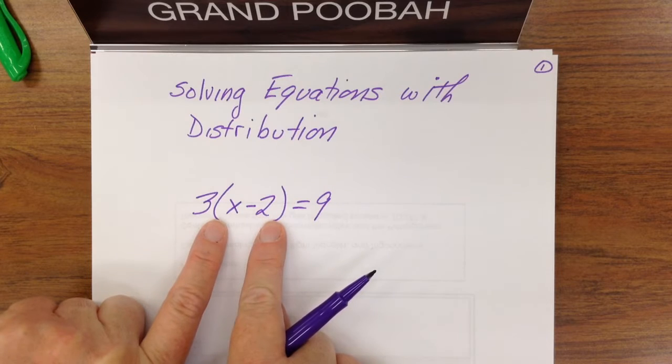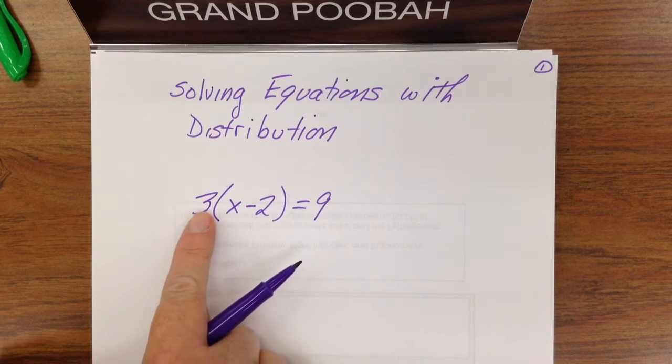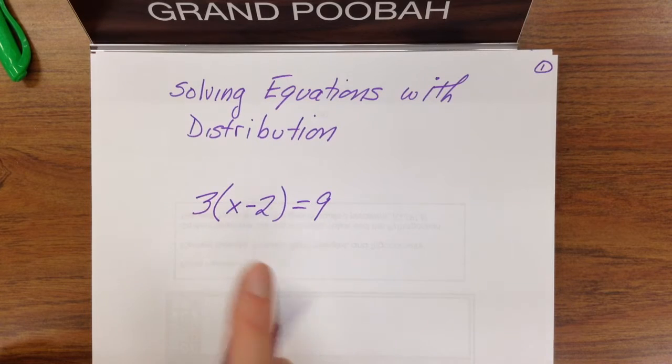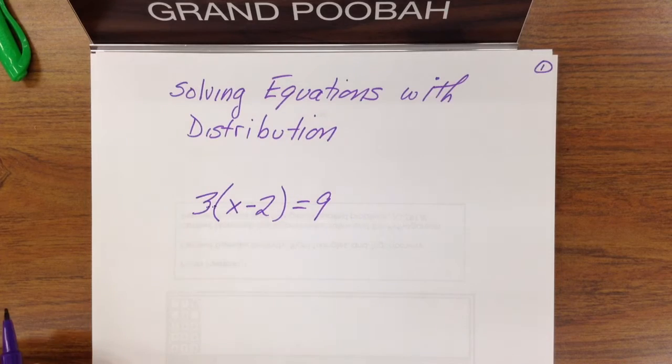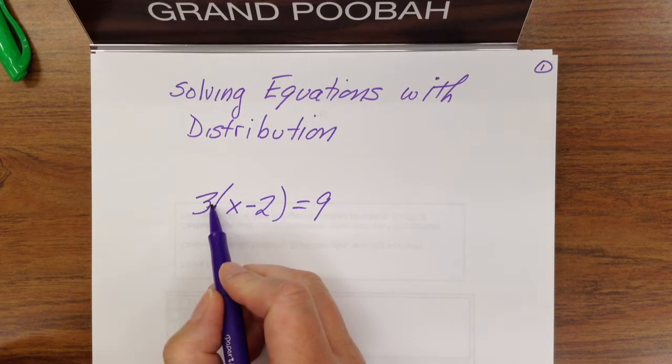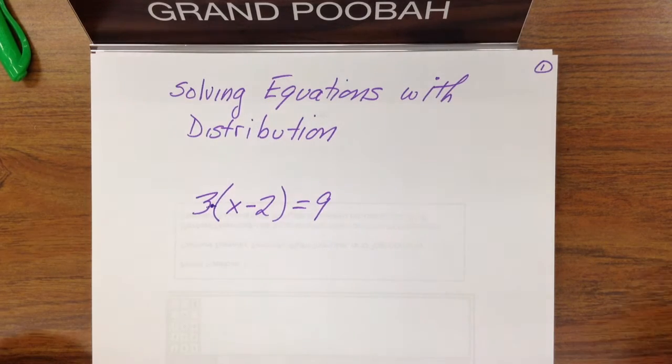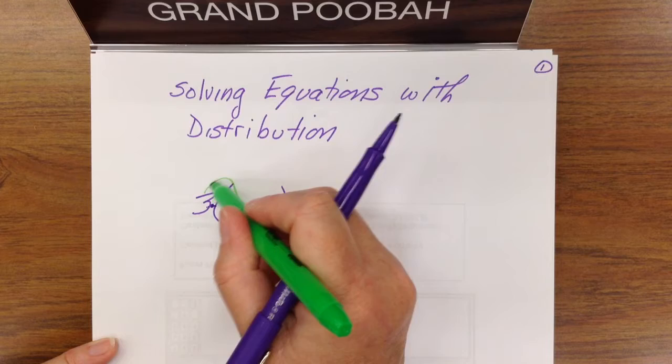And here's what else I'd like you to notice. Right next to, it's not way far away. This 3 is right next to that parenthesis. When that happens, we know it means multiply, and it is time for us to, are you ready for it? Are you ready? Distribute.